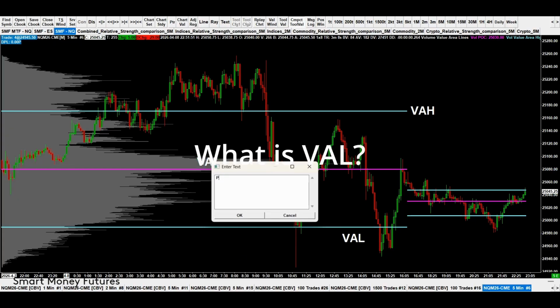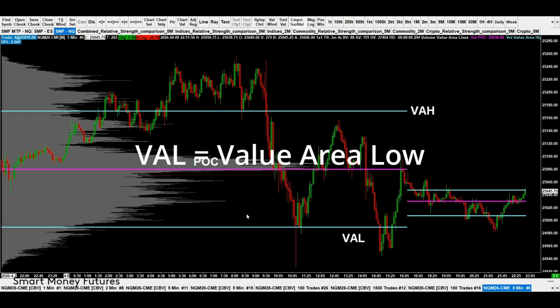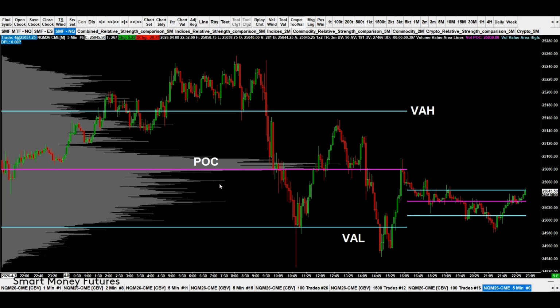What is VAL? VAL means value area low. This is the lower edge of the value area. It marks the lower boundary of where the market considered price fair during the selected profile period. If VAH is the upper edge of value, VAL is the lower edge of value. So when price trades into VAL, the market is testing the lower extreme of value. Again, the important question is not just whether price touched VAL. The important question is what happens there.